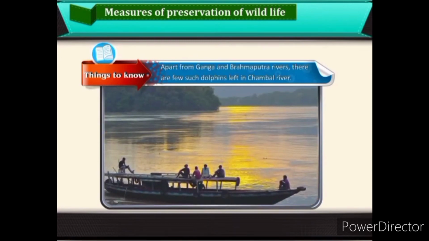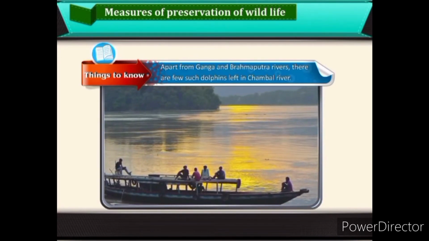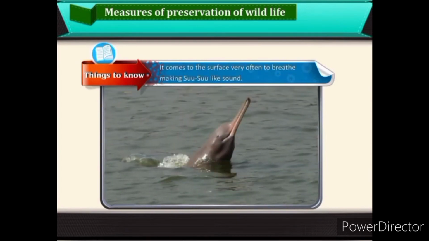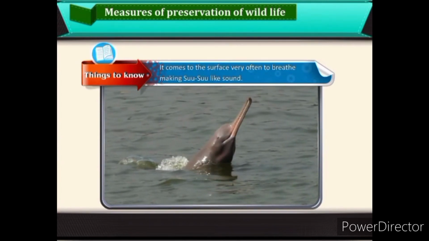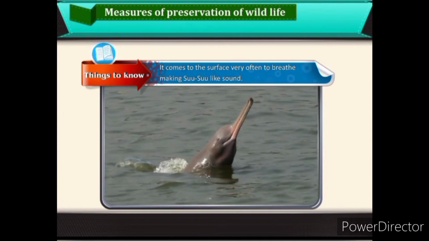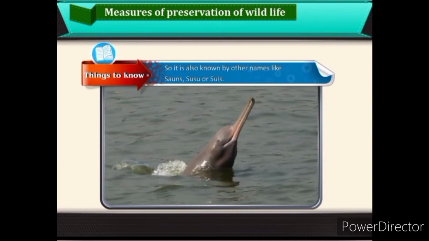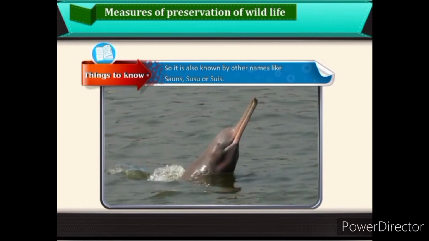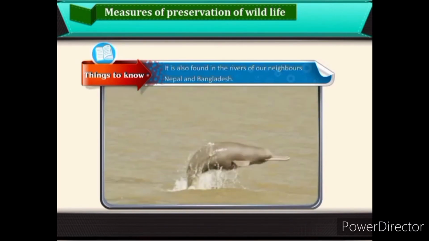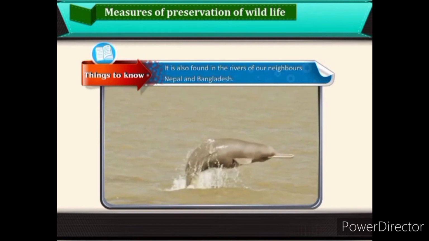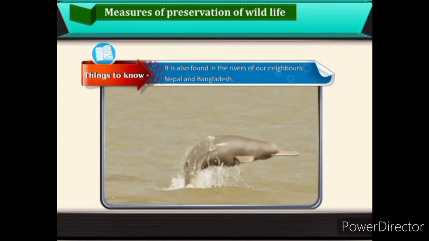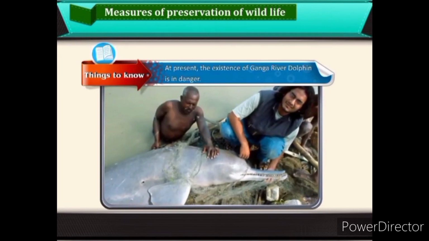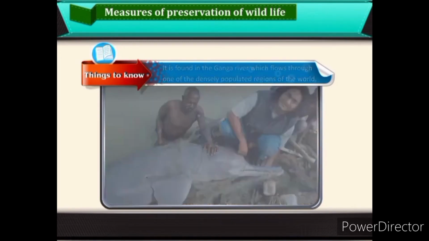Apart from the Ganga and Brahmaputra rivers, a few such dolphins are left in the Chambal river. It comes to the surface very often to breathe, making a su-su-like sound. So it is also known as susu or suis. It is also found in the rivers of our neighbors Nepal and Bangladesh. At present, the existence of the Ganga river dolphin is in danger.